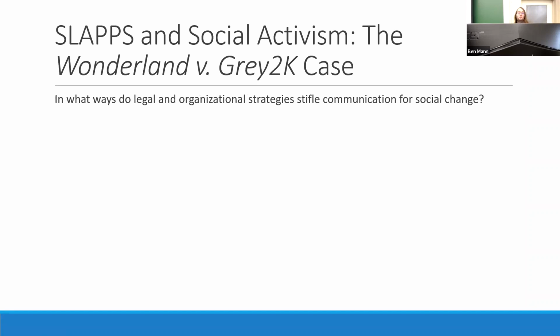Okay, so today's reading and discussion is about the Black reading called Slaps and Social Activism, the Wonderland versus Gray 2K case. So the case itself is interesting, sort of as a legal case that has some major ramifications for issues of animal rights and well-being. And while it's topically interesting, I think that the broader issue that we're looking at with this as a case study is to understand the legal and organizational strategies that can be used to stifle communication for social change, right?